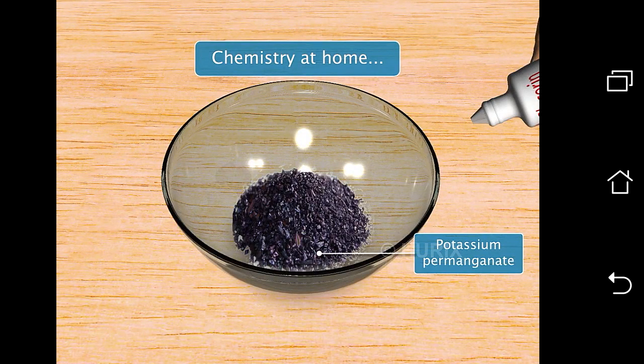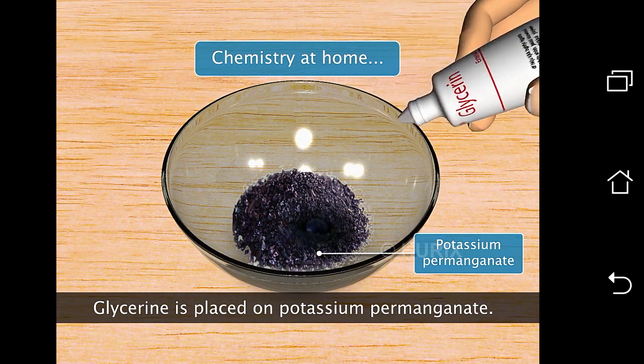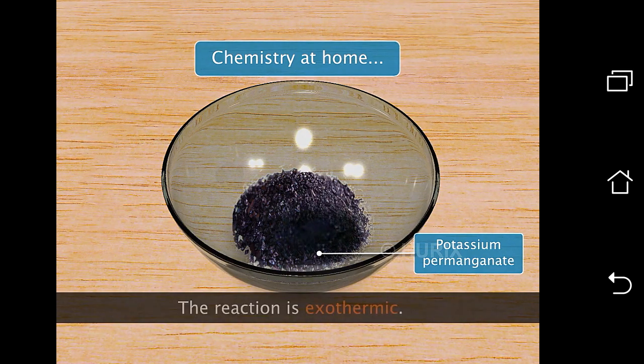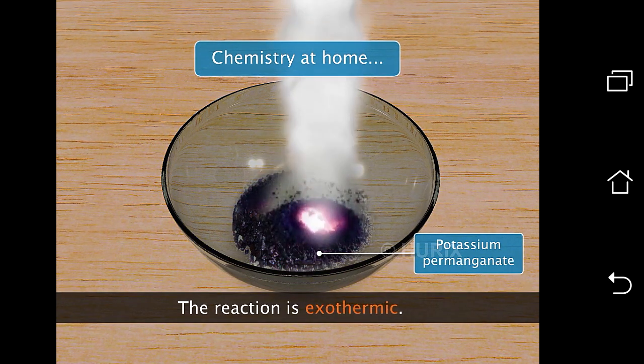Exothermic reactions can be used to make a fire without using matches or a lighter. When a few drops of glycerine are placed into a hollow in a pile of potassium permanganate, an exothermic reaction occurs. The glycerine starts boiling, giving off smoke, and eventually producing a flame.